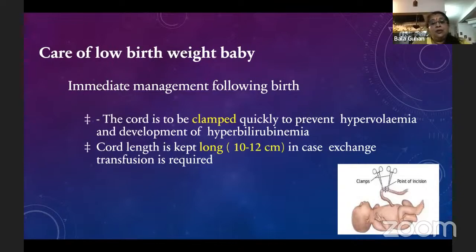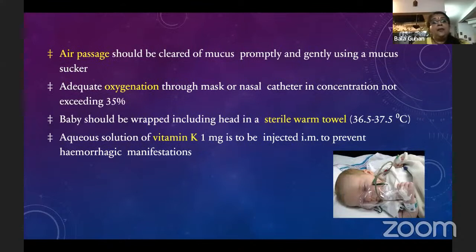Care of low birth weight babies, the immediate management following birth: cord should be clamped quickly to prevent hypovolemia and development of hyperbilirubinemia. Cord length should be kept at around 10 to 12 centimeters in case there is a need for an exchange transfusion. Air passage should be promptly cleared of mucus and other amniotic fluid, gently using the mucus sucker.